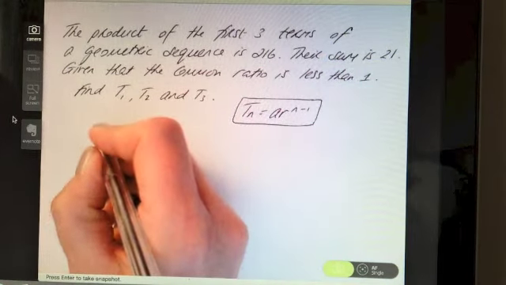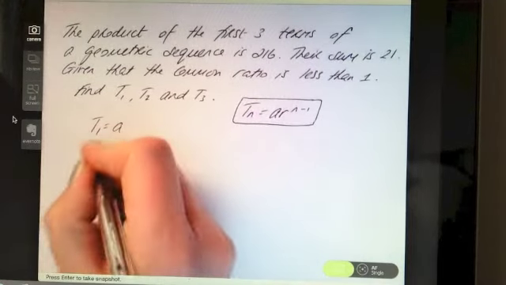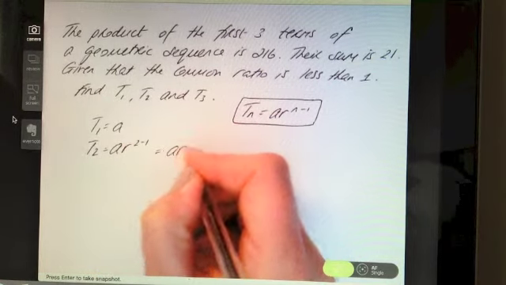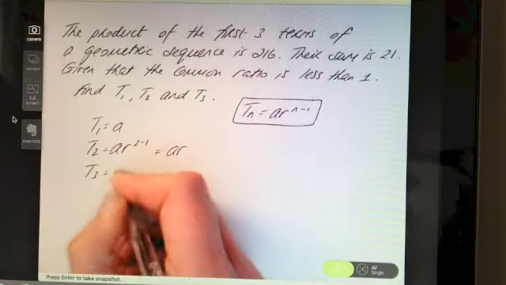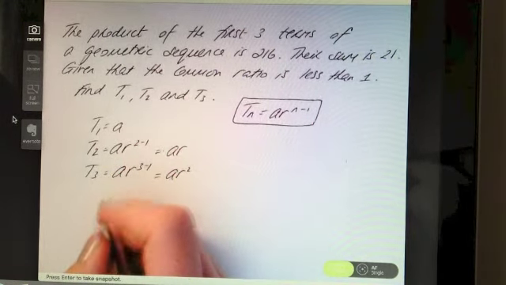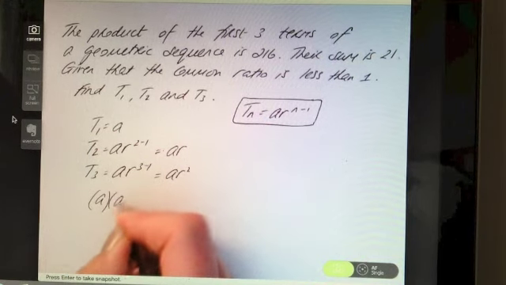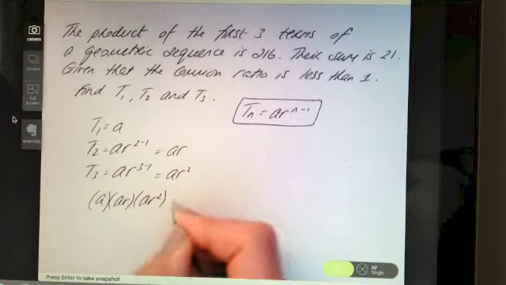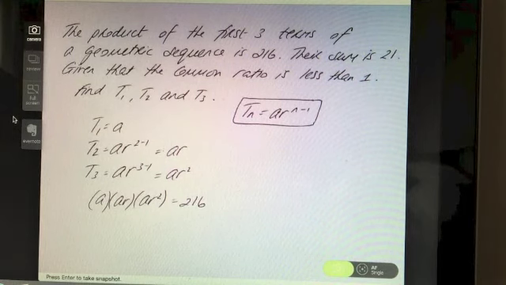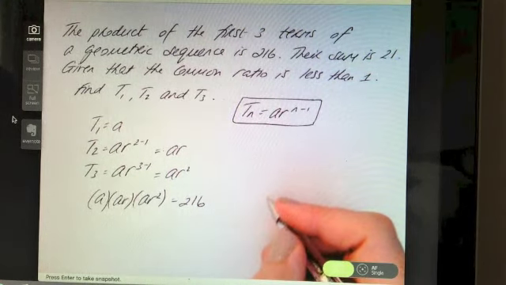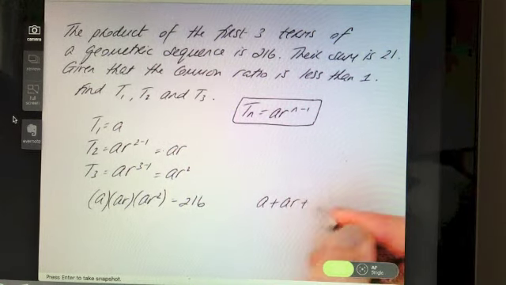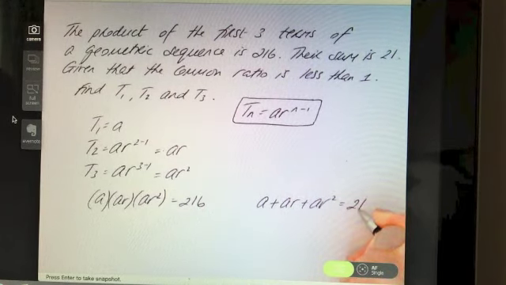So my first term obviously is A. My second term is A times R to the 2 minus 1, which of course is AR. And the third term is A times R to the power of 3 minus 1, which of course is AR squared. So we have A times AR times AR squared is equal to 216. The product, in other words, when you multiply these 3 terms, we're getting 216. And when you add the sum of these 3 terms, A plus AR plus AR squared is 21.